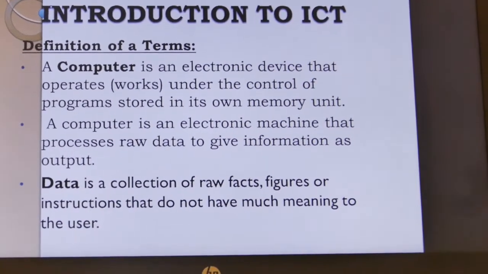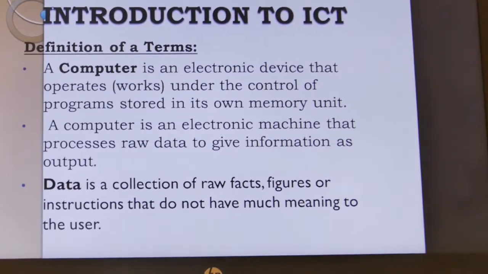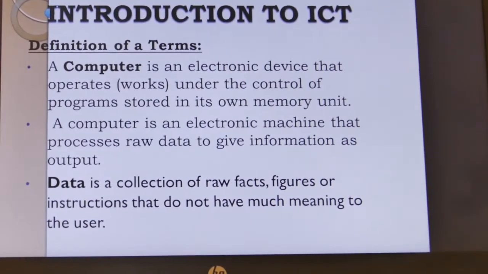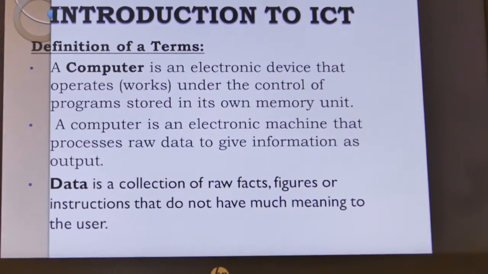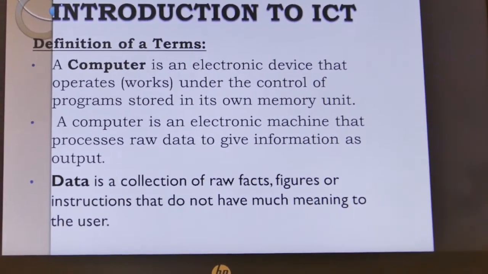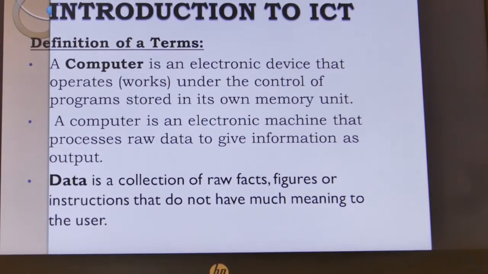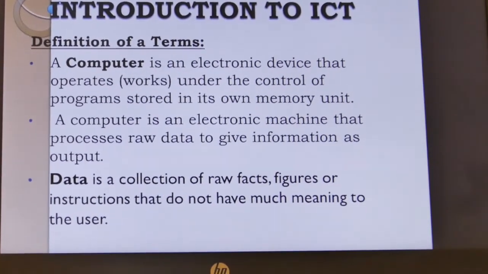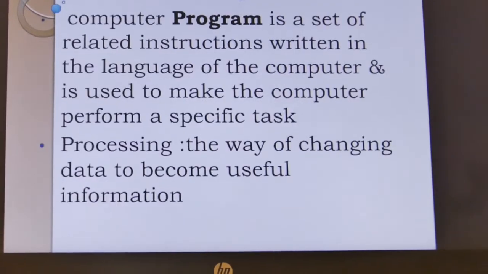So from the definition of a computer, we also have other terms like data. You can say data is a collection of raw facts, figures, or instructions that do not have much meaning to the user. Which means they have to be processed so that you can get information as the output.